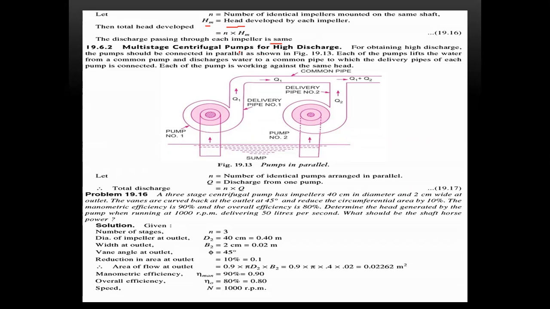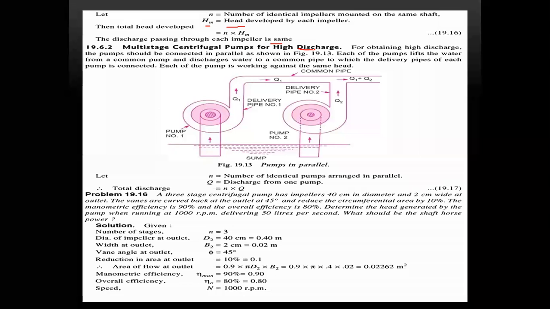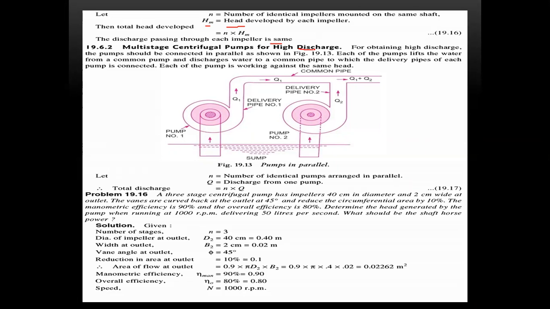Now the multi-stage pumps for high discharge. So multi-stage pumps have two functions. First function is to produce high head. Second function is to produce high discharge. High discharge చేస్తున్నప్పుడు the impellers are arranged in parallel. Whenever the high head వస్తున్నప్పుడు the impellers are arranged in series. Keep that in mind. Okay.